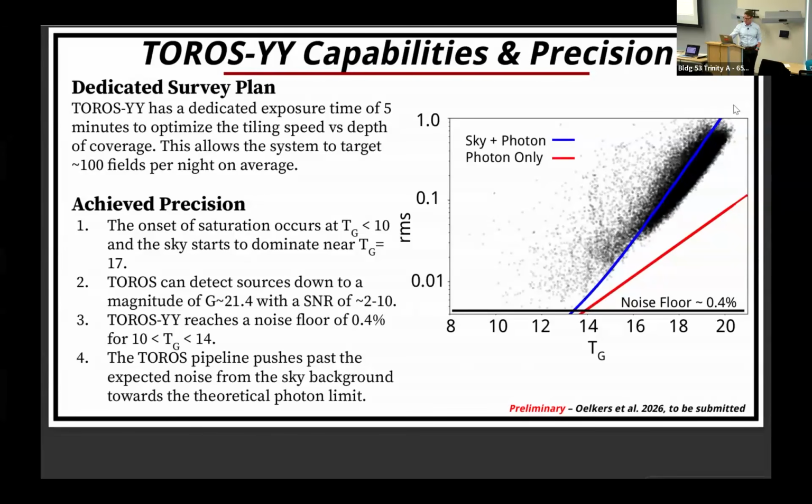We have onset of saturation around G magnitude of 10 or so, and the sky really starts to dominate around 17th. Our precision floor is about 0.5%, which is good for the bright sources and also we're pretty encouraged because of how faint we get on the faint end.